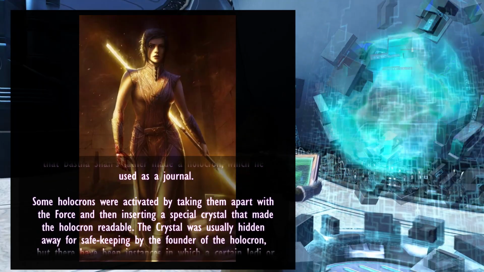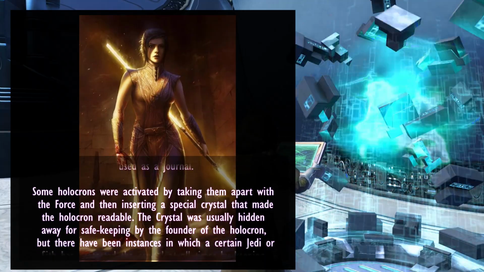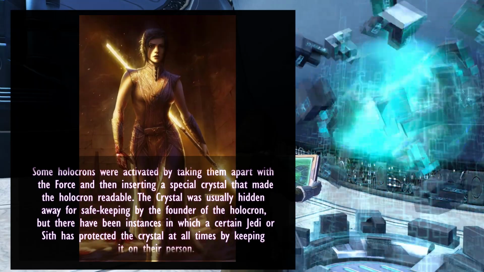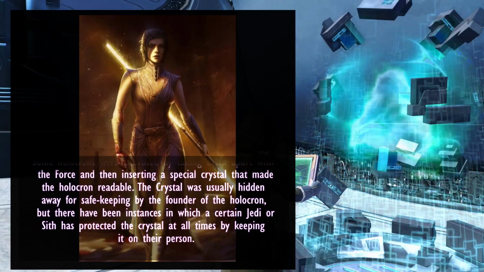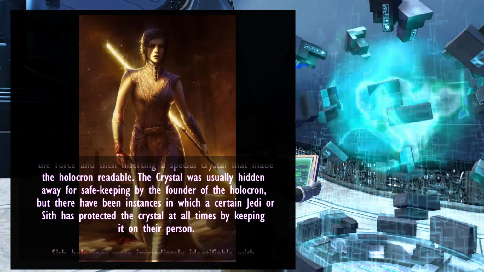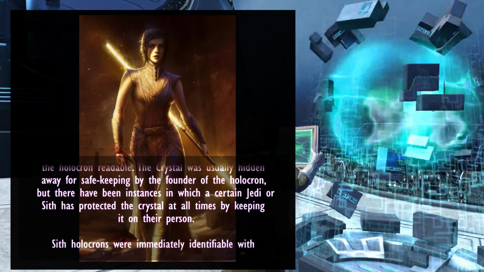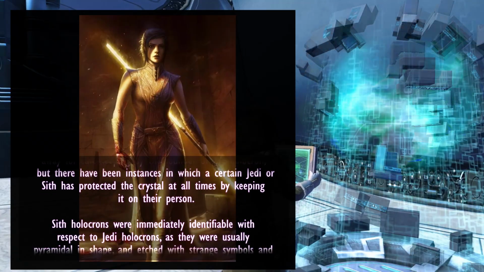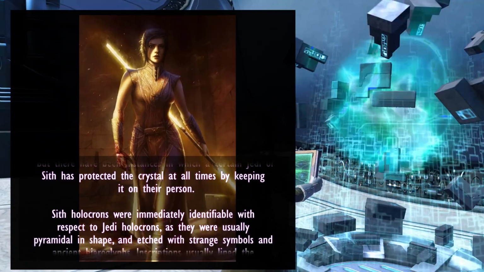Some holocrons were activated by taking them apart with the Force, and then inserting a special crystal that made the holocron readable. The crystal was usually hidden away for safekeeping by the founder of the holocron, but there have been instances in which a certain Jedi or Sith has protected the crystal at all times by keeping it on their person.